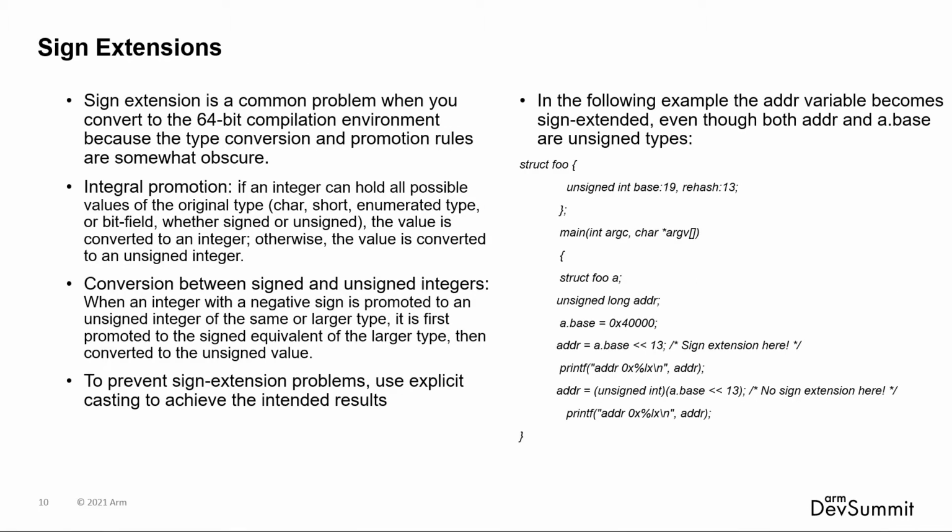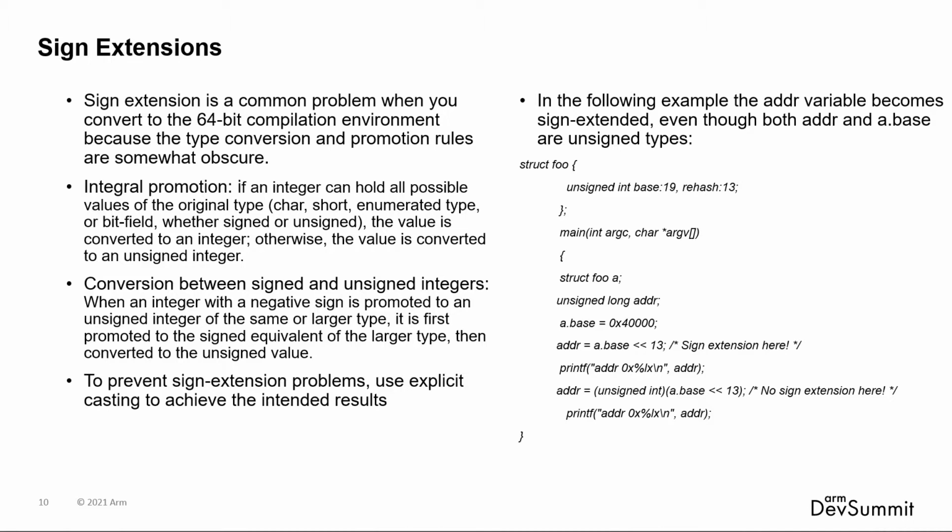Sign extension is a common problem when you convert to the 64-bit compilation environment because the type conversion and promotion rules are somewhat obscure. This was a major source of issues in the move from 16-bit to 32-bit code, and again rears its ugly head. To prevent sign extension problems, use explicit casting to achieve the intended results.